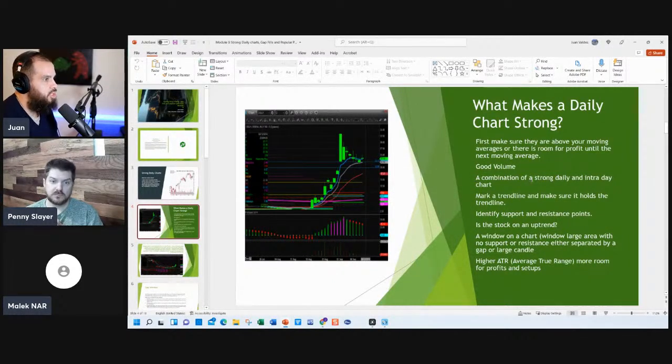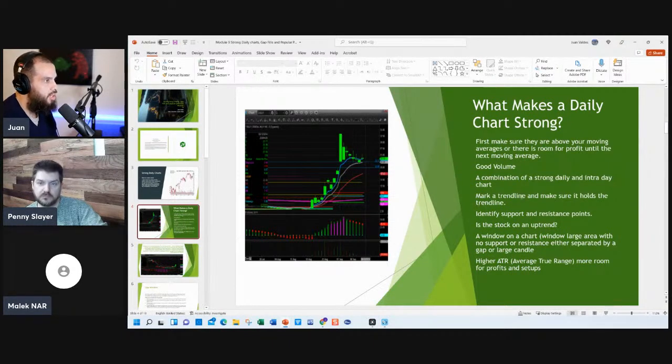And then you want a combination of a strong daily chart and an intraday chart, right? If you're going to day trade this stock, you want to see that it's strong on the daily. And when you jump in on the intraday, it's also strong. There's an opportunity to jump in. You're not just jumping in for no reason. There's some sort of rationale. It's either breaking out of a previous point of resistance, or it's forming some sort of pattern that you're familiar with, like a pre-market breakout, an ABCD pattern, a bull flag pattern, whatever it is. So you want that combination.